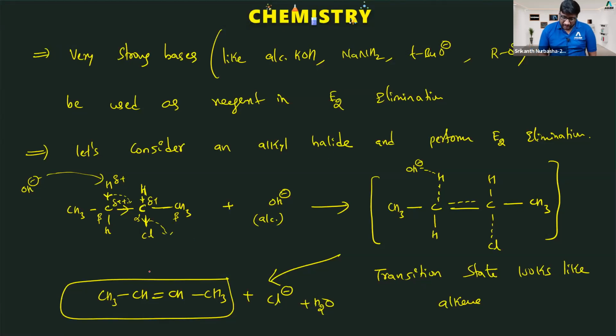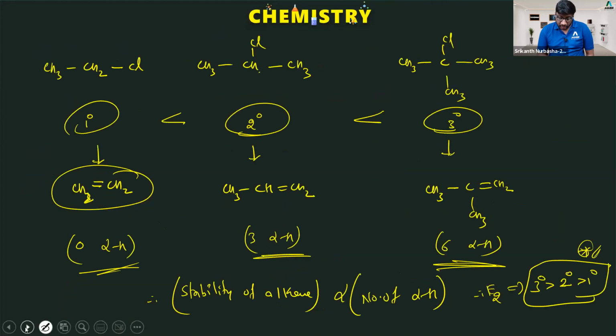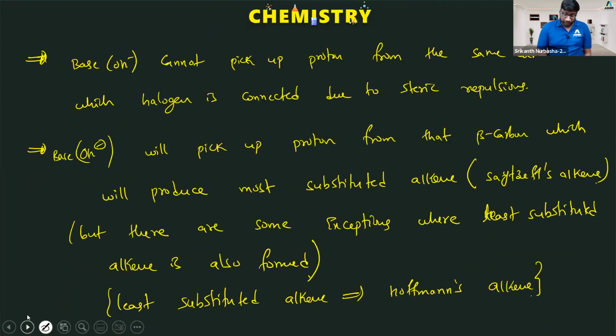Yes, if you take an alkyl halide with alcoholic OH minus, OH minus picks up this proton, the C-H electron density comes into the C-Cl bond and it cleaves, and this transition state is looking like an alkene, and immediately it will form the more stable alkene. And we know tertiary alkyl halide will undergo E2 at a greater rate than secondary than primary because of more hyperconjugative structures in the stability of the alkene.